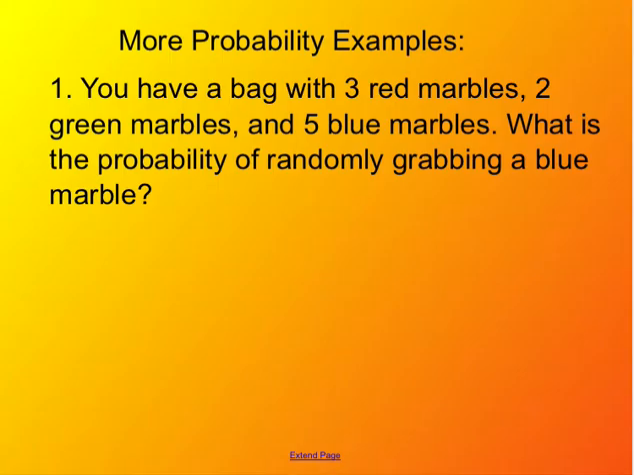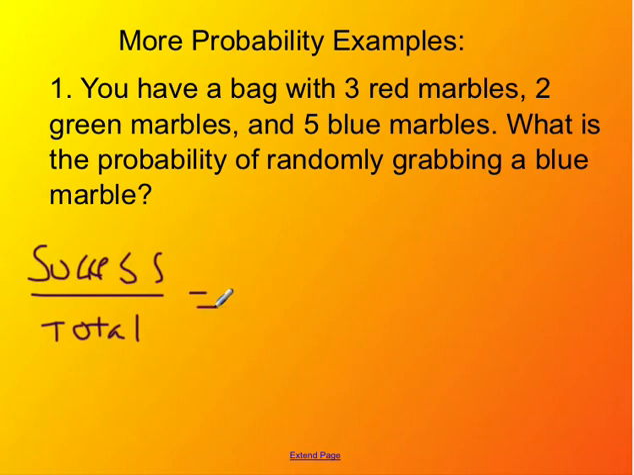So let's take a look at some more probability examples. You have a bag with 3 red marbles, 2 green marbles, and 5 blue marbles. What is the probability of randomly grabbing a blue marble? Remember, when we set up our fraction, we're doing success over total. Our number of successes, well, we have 5 blue marbles, so our number of successes is 5. Then we want to figure out how many total marbles we have, which is 3 plus 2 plus 5. So that's going to give us 10.